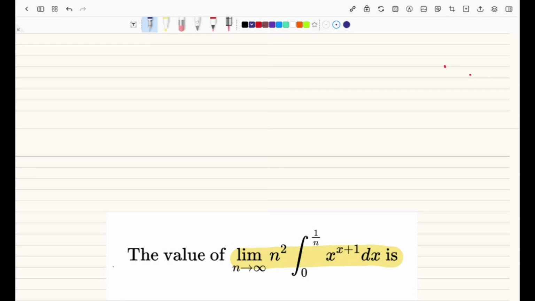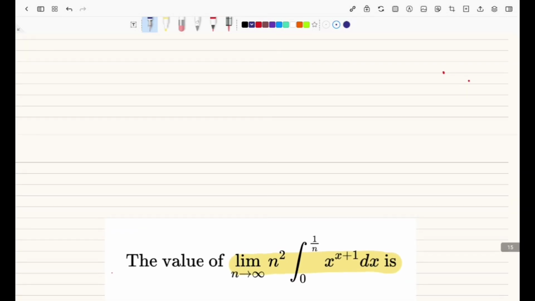In this question, we are given to find the limit, as n tends to infinity, of n squared times the integral from 0 to 1 by n of x to the power of x, plus 1, dx. Just look at this expression: x to the power of x plus 1 dx. This is the integral that is given to us.